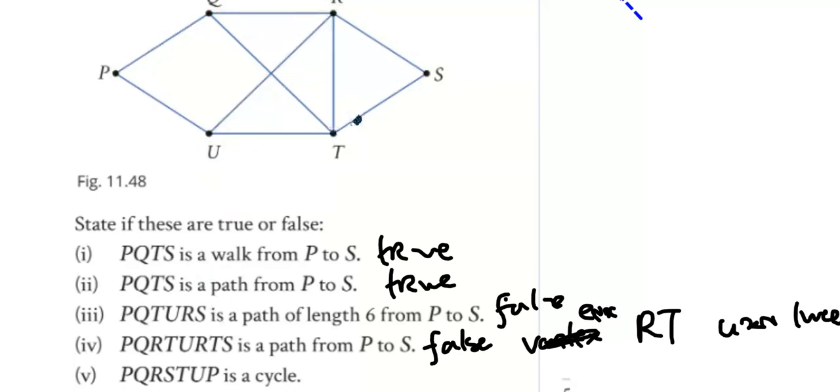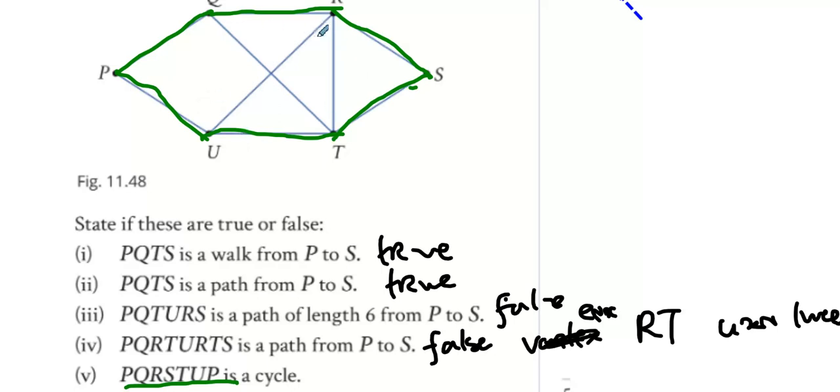I must be looking at question 5. Question 5. P to Q. Q to R. R to S. S to T. T to U. And U to P. Yeah, that's a cycle. Each edge is only used once, and the start and end point are the same. True.